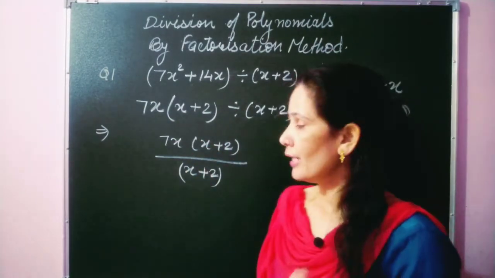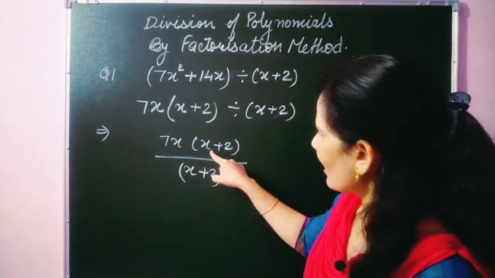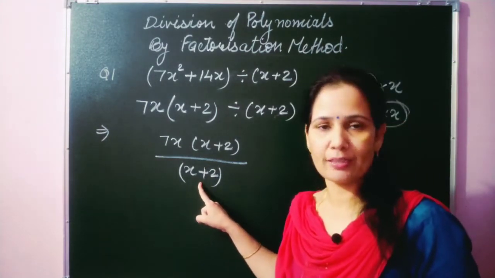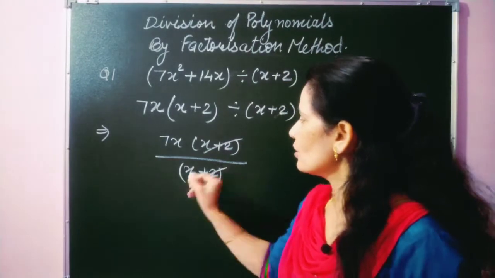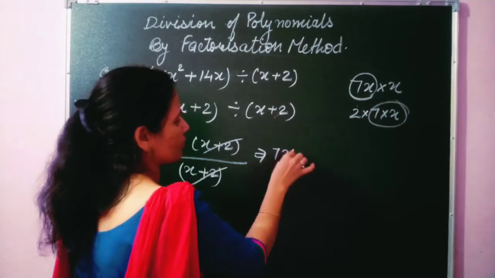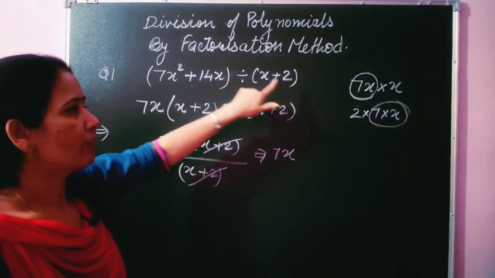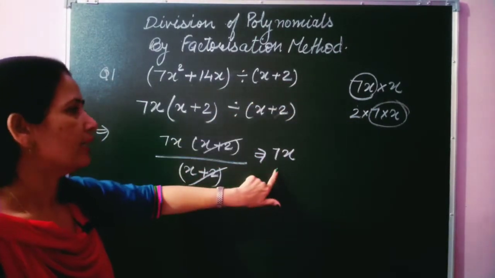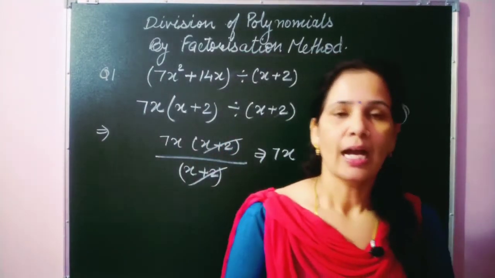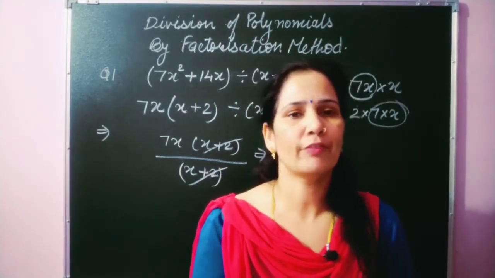Now the second step: we have to cancel out the common factor. We observe that x plus 2 is repeated in both dividend and divisor, so x plus 2 cancels x plus 2. From here we get the answer 7x. So when 7x square plus 14x is divided by x plus 2, we get the answer 7x. In this way we make the factors, cancel the common factor, and the remaining part is the final answer.